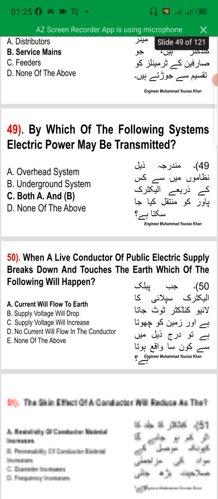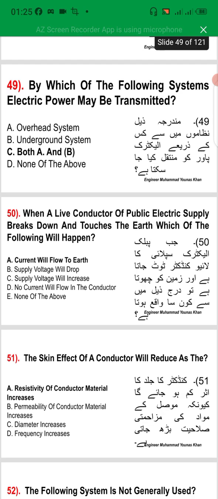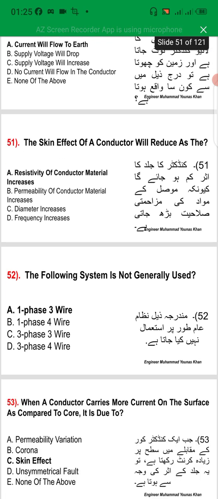By which of the following systems may electric power be transmitted? Overhead system, underground system. When a live conductor of public electric supply breaks down and touches the earth, which of the following will happen? Current will flow to earth.